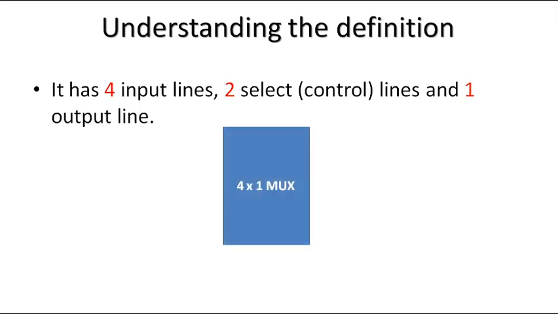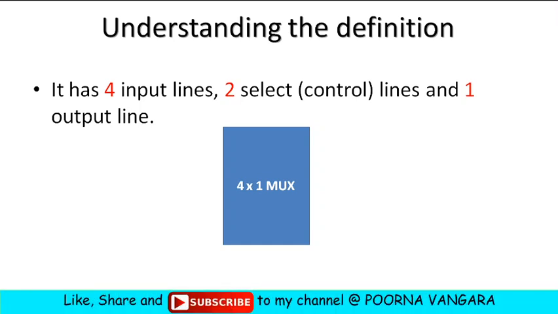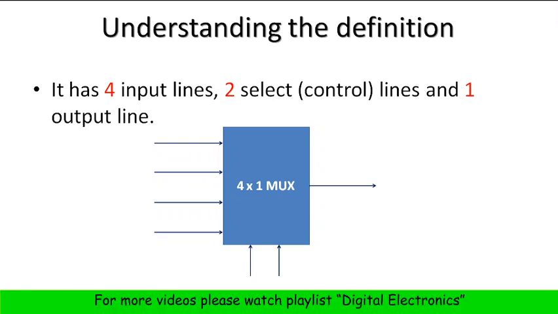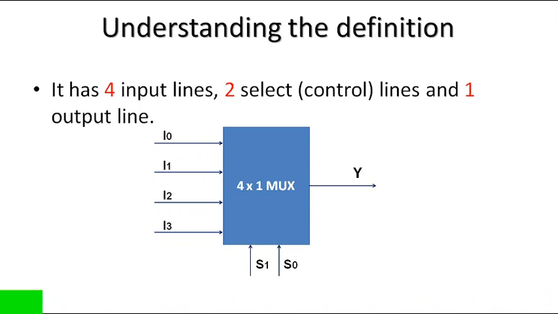In order to represent the block diagram of a multiplexer, always remember one point, that the size of a multiplexer can be written as input lines cross output line. So here the example is a 4:1 mux. So 4 input lines, 2 selection lines, 1 output line. Let us give the Boolean variables for these lines. For input lines I0 to I3, for selection lines S1 and S0, output is Y.